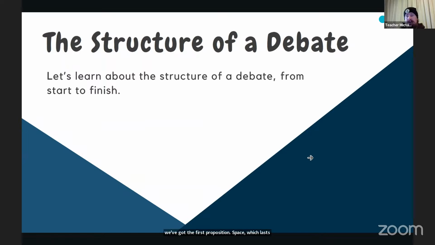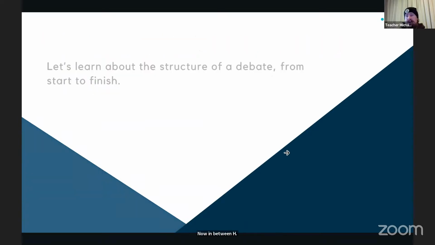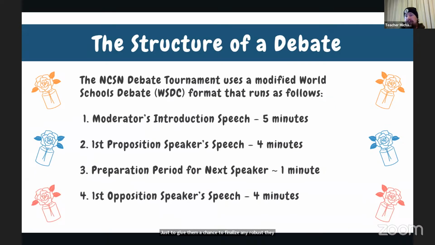Now, in between each substantive speech, we have given a 1 minute preparation period for the next speaker, just to give them a chance to finalize any rebuttals they wish to write, make sure all the arguments are fully prepared, and just to get ready to speak. So then, of course, we have the first opposition speaker.